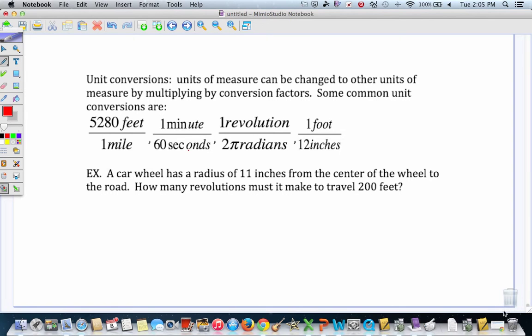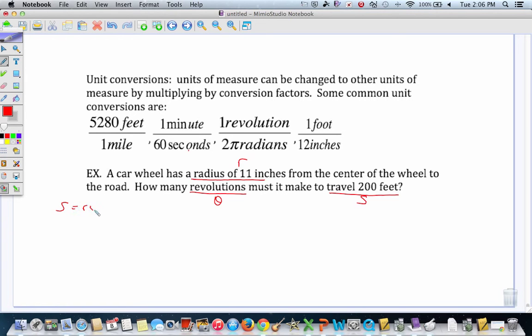It says a car wheel has a radius of 11 inches from the center of the wheel to the road. How many revolutions must it make to travel 2,000 feet? Let's start out here. Radius, pretty well spelled out, R. Travel 2,000 feet, this is how far it's gone, or the length of our arc. And our revolutions we can eventually measure as theta. We'll probably start out as radians or degrees and move from there. So we have some labeling to do here.